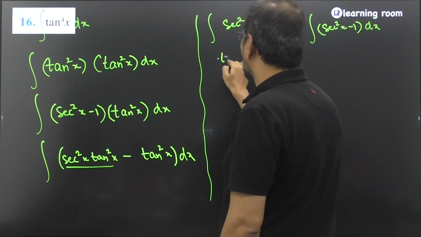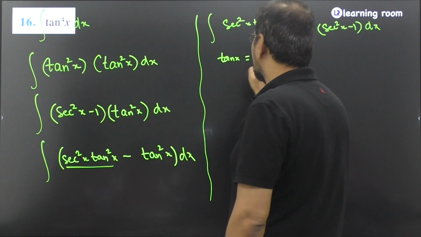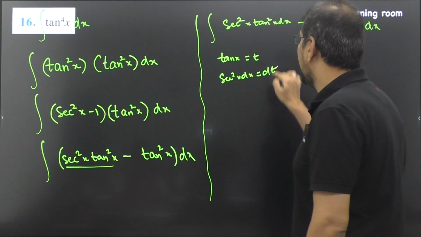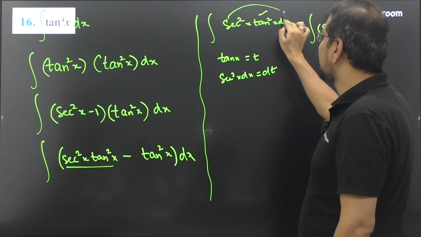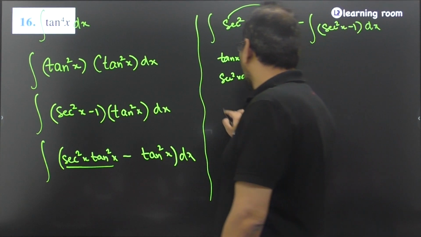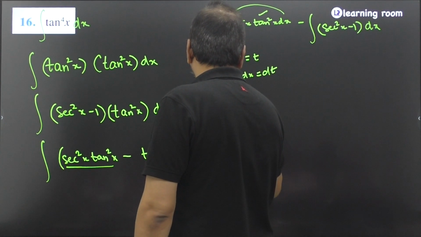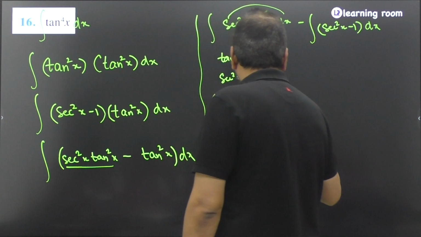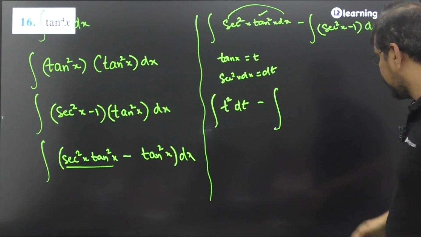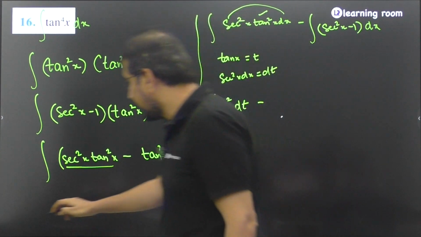In this case, I can put tan x as t, so that I'll have secant square x dx as dt. So this will become t square, and secant square x dx will become dt. So the integral of t square dt is what you're going to have, minus the integral of secant square x dx. You have a direct integral for it.